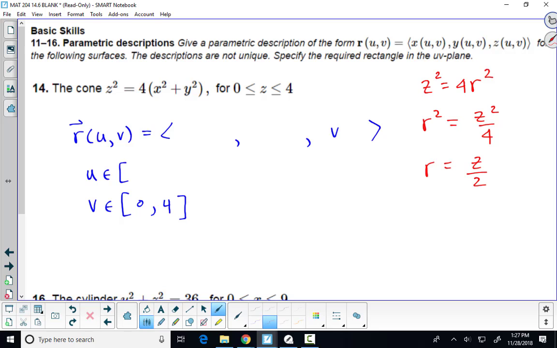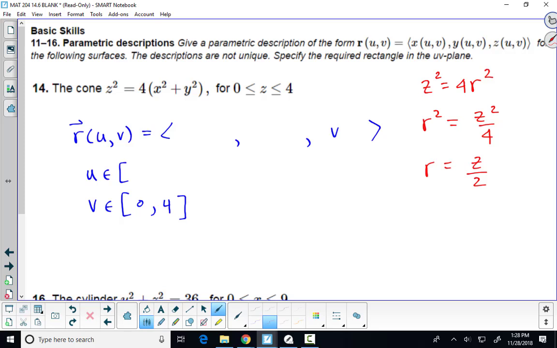Although actually, I'm wondering if it can be negative. No, not in this case. When we're in spherical or in cylindrical, r is always designated to be non-negative, and rho is always designated to be non-negative.